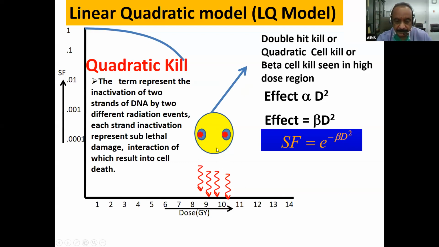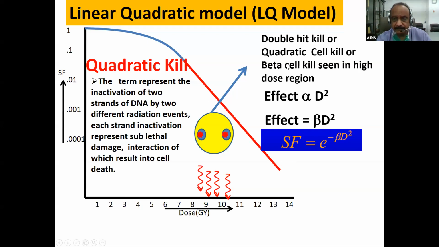As you can appreciate, this is seen mainly in the high dose region, and here the effect is proportional to the square of the dose. And when you again remove the sign of proportionality, you have to use another constant, and here we use the constant beta. So effect is equal to beta D square, and survival fraction can be obtained by this formula. And the portion of the cell survival curve which is represented by beta cell kill is the terminal portion and a straight line.